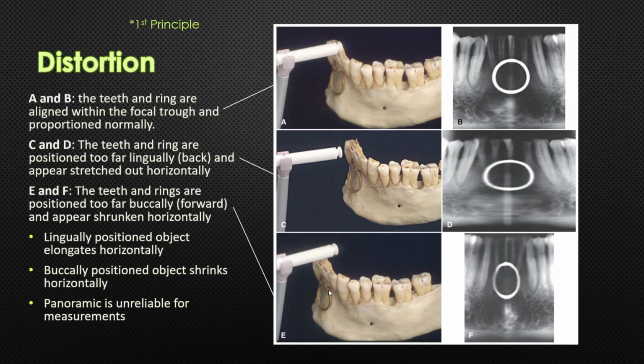But what happens if there's an object that lies too far anterior to the focal trough? So this notch, again, that's where the teeth should line up. This shows where that focal trough is in the X-ray image. And if an object is too close to the sensor from the focal trough, we said it was going to be shrunken down. And it's exaggerated horizontally, that's why it looks oblong. But it's really more just shrunken horizontally. You can see that with the teeth too.